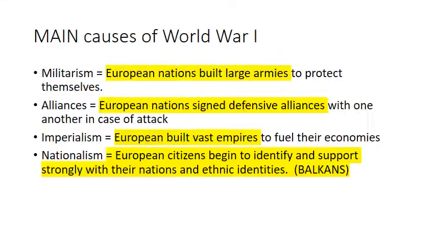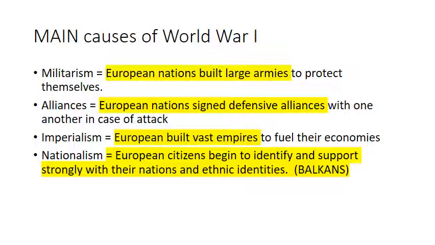Key vocab: the main causes of World War I. Militarism. European nations built large armies to protect themselves and their empires. Alliances. European nations signed defensive alliances with one another in case of attack. Imperialism. European nations built vast empires to fuel their economies and interests.